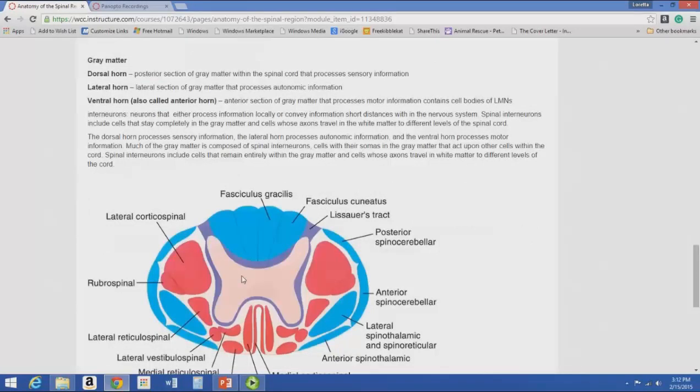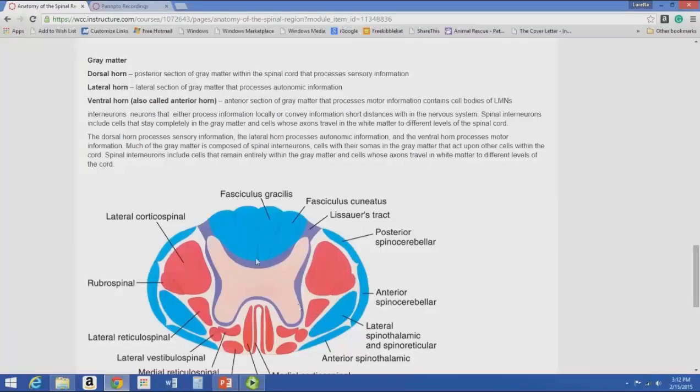The dorsal horn is the posterior section of the gray matter that processes sensory information. The lateral horn, which in this drawing is not real big, processes autonomic information, and the ventral or anterior horn processes motor information. So in this diagram, everything in blue is sensory information, and everything in red is motor information. So sensory tracts and motor tracts.